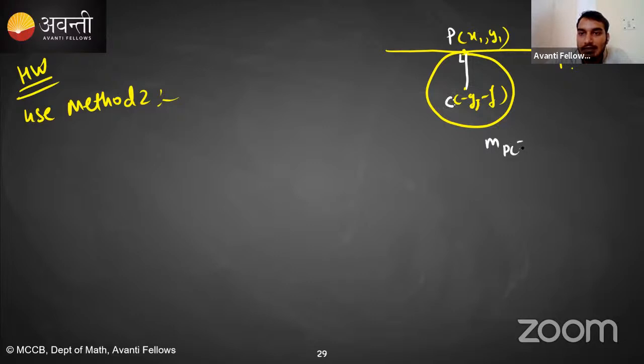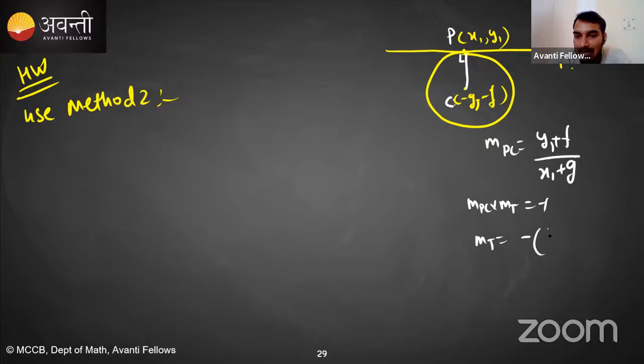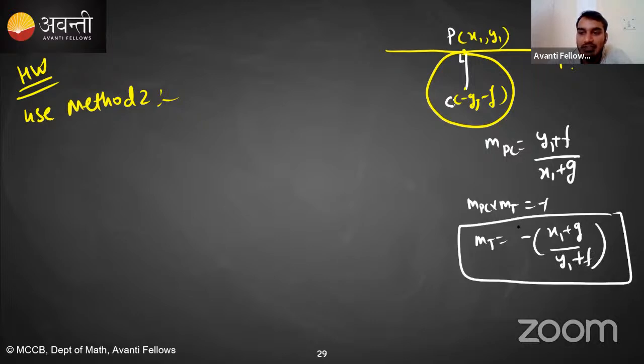Slope of PC is nothing but y1 plus f upon x1 plus g, right? And slope of PC into slope of tangent should be minus 1 because these two lines are perpendicular. So the slope of tangent is the negative reciprocal of this slope, minus x1 plus g upon y1 plus f. So the equation of tangent can be written from this. Is this clear, everyone?